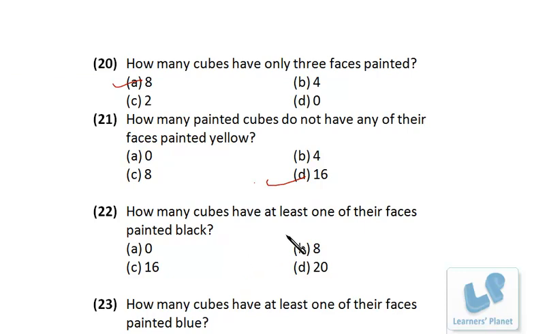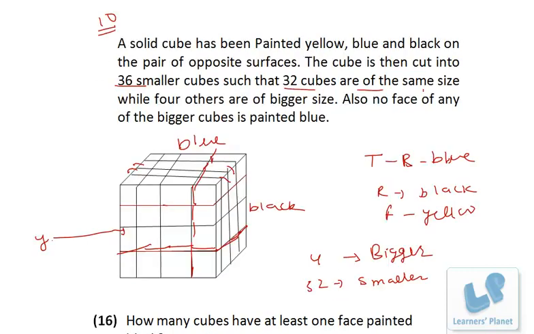Now how many cubes have at least one of their faces painted black? Let's see. So all the 4 bigger ones will be having one side as black for sure, and from the smaller ones, see, this entire face is black and the other face is also black. So 1, 2, 3, 4 from the top layer, 4 from the bottom layer, they will be having one side as black.